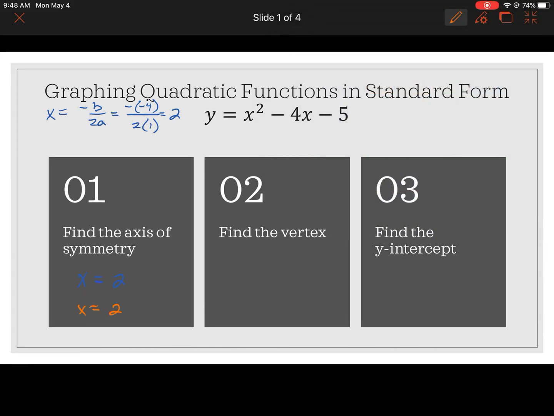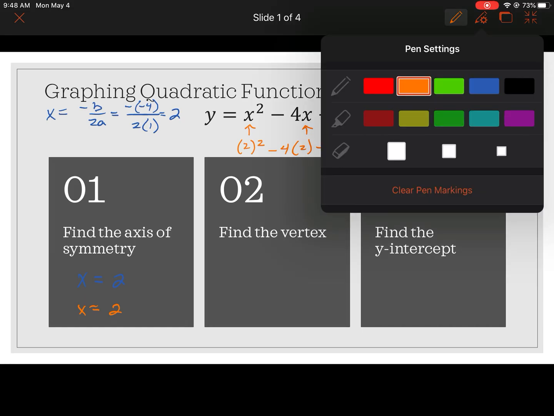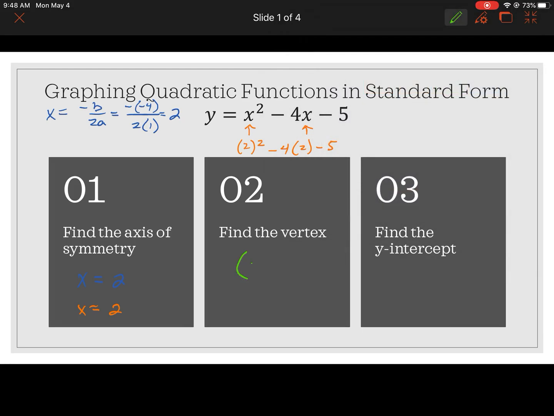The second thing, we're going to use that value and substitute it in for x and solve for y. So we're going to have 2 squared minus 4 times 2 minus 5, which is going to simplify to, let's see, 4 minus 8 is negative 4. Negative 4, negative 5 is negative 9. So my vertex is 2 comma negative 9. I believe. I think I did that right. Also, because my a value is 1, I know that this is going to be pointing upwards, so it is a minimum value.